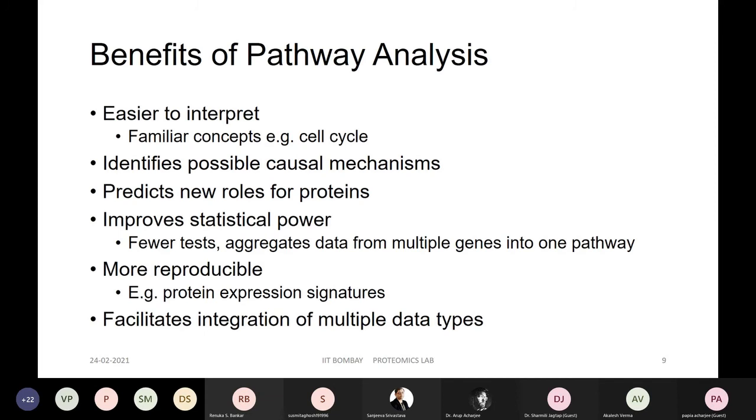Why do we do pathway analysis? Just as I said, it is easier to interpret. So once you have a set of 500 or 600 upregulated genes, you would like to know what these genes do.